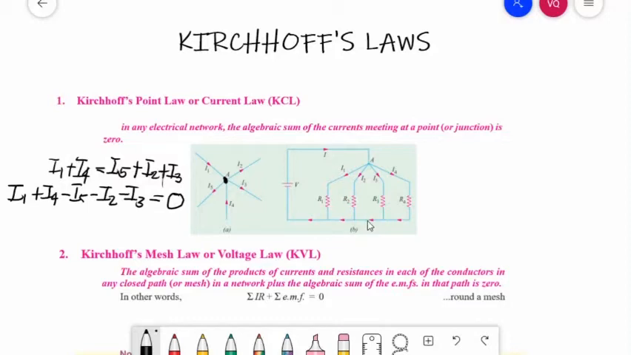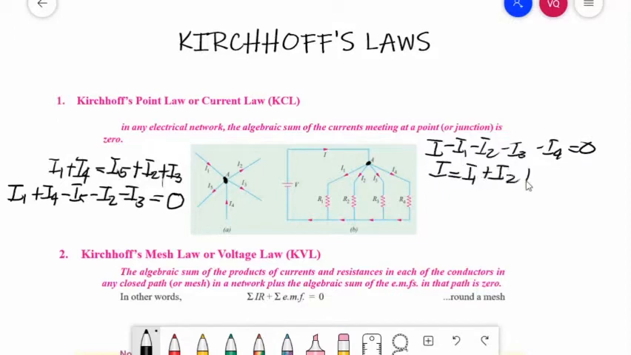For figure B, we have again node A here. The current entering is I, positive. Leaving currents are I1, I2, I3, and I4. So we have minus I1 minus I2 minus I3 minus I4 is equal to 0, or I is equal to I1 plus I2 plus I3 plus I4. So that is the principle of Kirchhoff's current law.